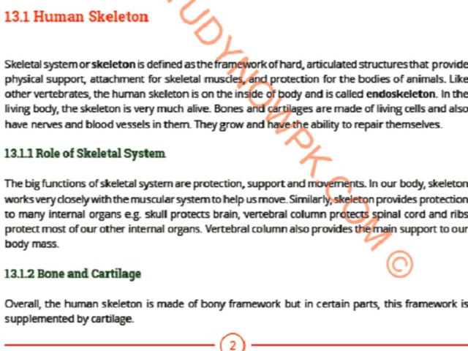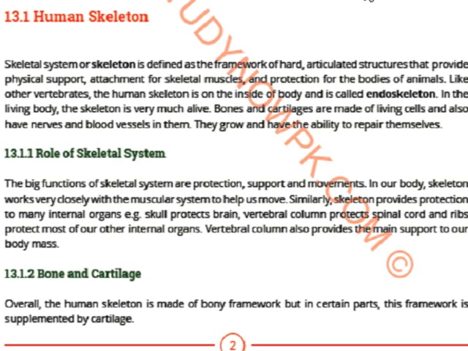It provides protection to the brain. The spinal cord is again protected with the help of the vertebral column, and the ribs protect most of the internal and fragile organs. Vertebral column also provides the main support to our body mass. Bone and cartilage: overall, the human skeleton is made up of a bony framework, but in some of the parts the framework is supplemented by cartilage.